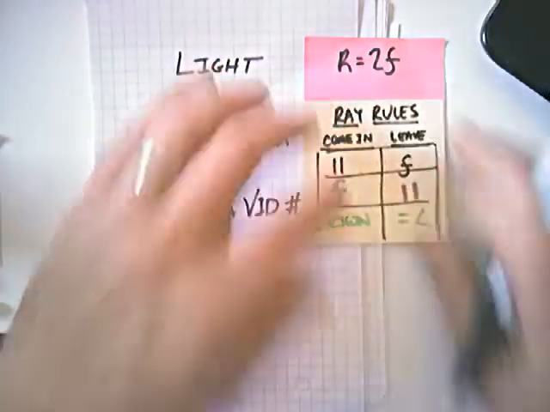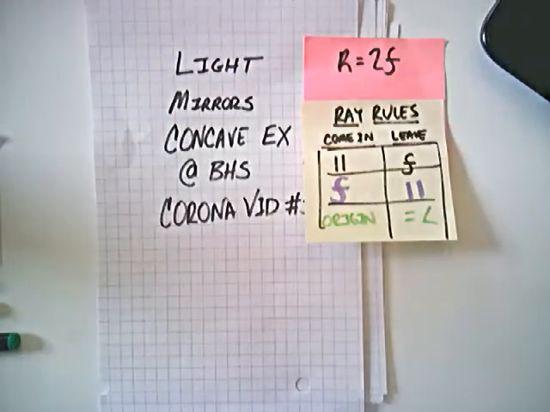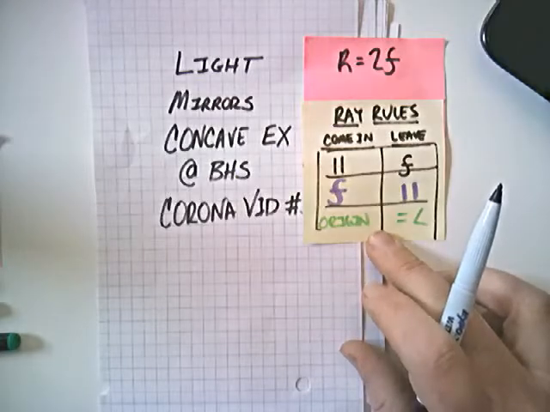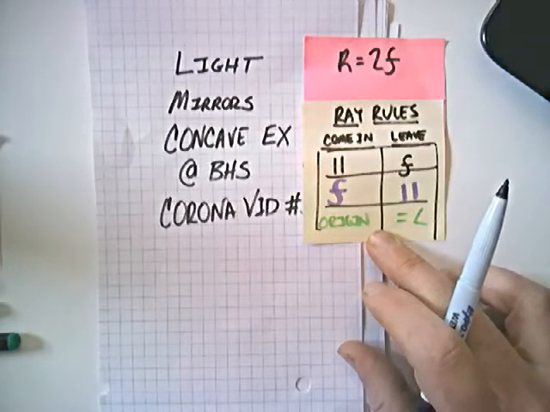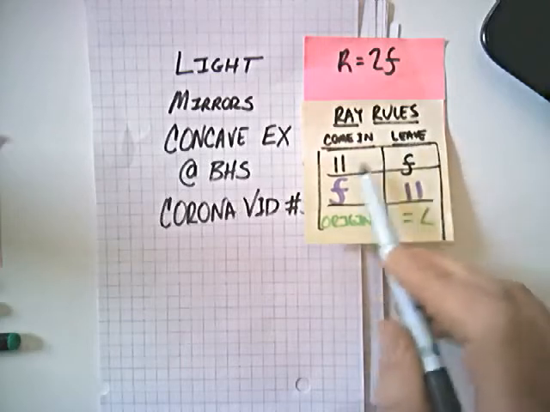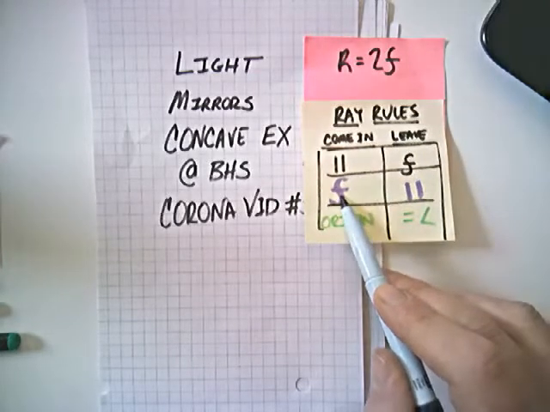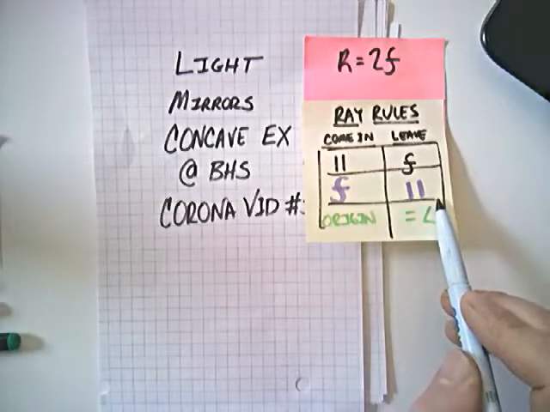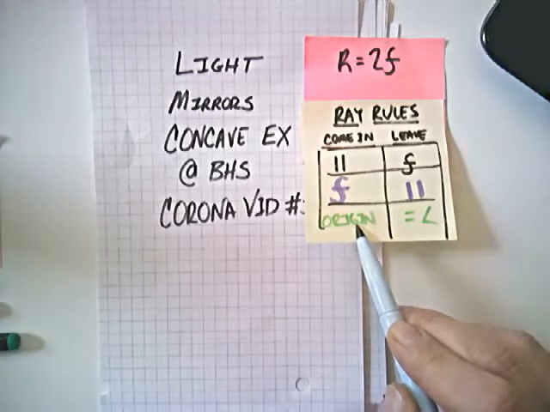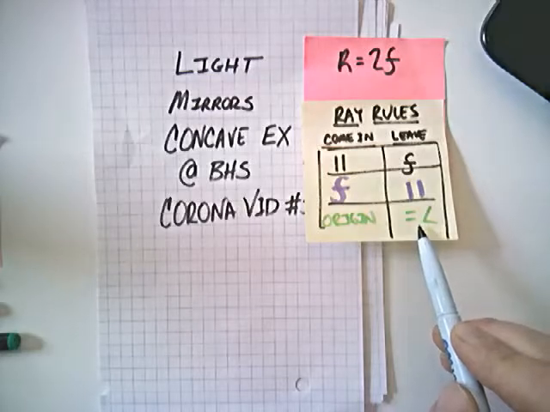We came up with some rules. We called them ray rules. These work for any kind of thing, lens or mirrors. It's about how you come in and how you leave. If you come in parallel, you leave based on the focal. If you come in based on the focal, you have to leave parallel. If you come in at the origin, you must leave at an equal angle.